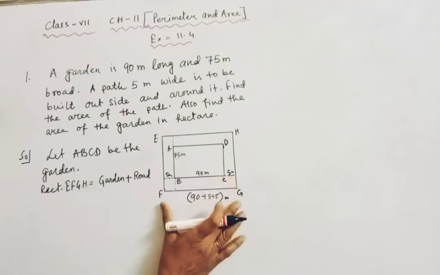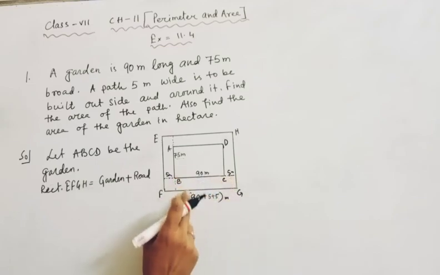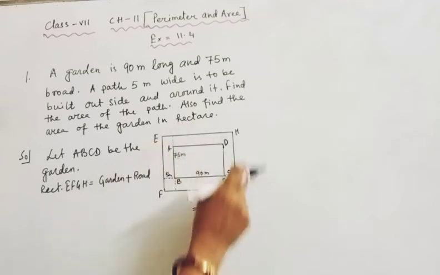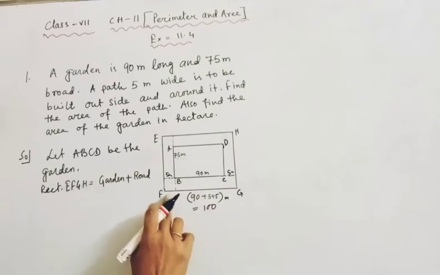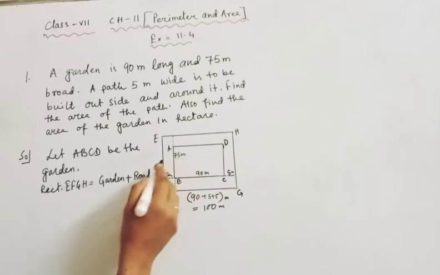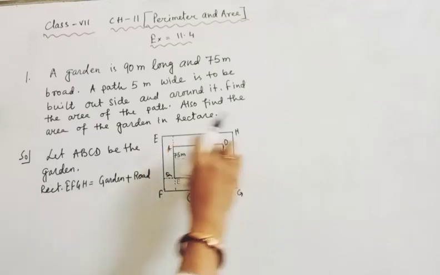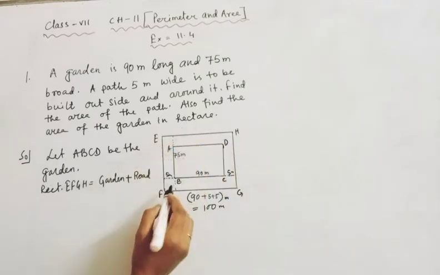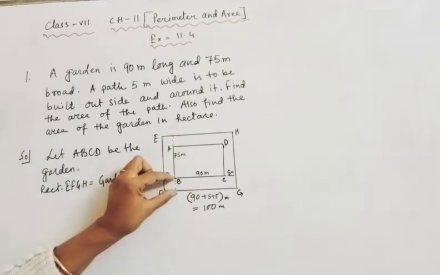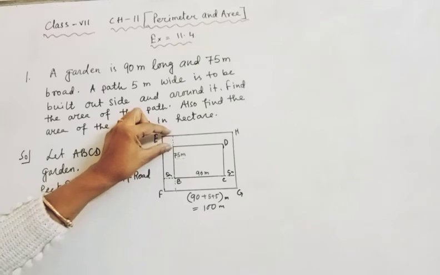So FG will be 90 plus 5 plus 5 meter, that is 100-meter. For this outer rectangle EFGH, length is 100-meter and breadth was 75-meter. AB was 75-meter. You can see this portion also 5-meter wide and this portion also 5-meter wide.